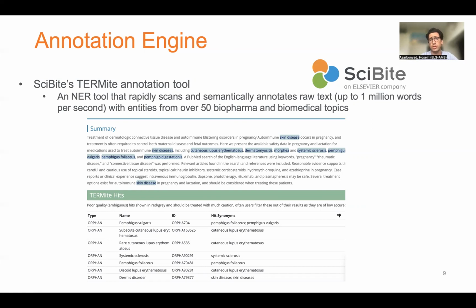We use this system because it's very effective and very fast. Later on, I will show the performance of this annotation engine. But here you see an example of the annotations done by this engine. As you can see, it tries to find the names of diseases, but also the synonyms of the diseases are matched in the text.